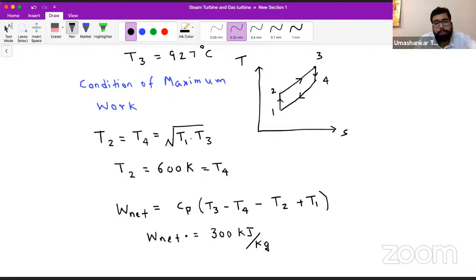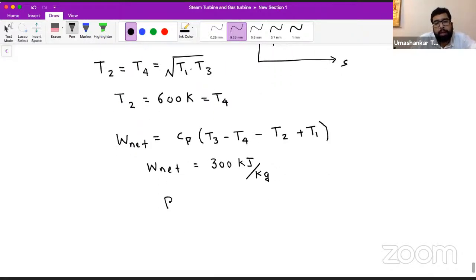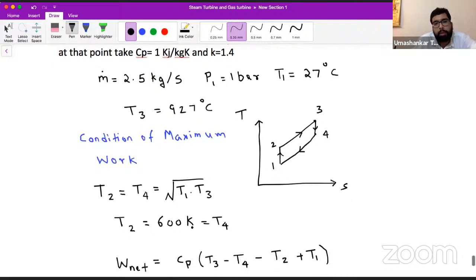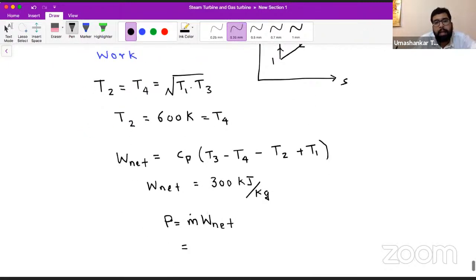300 kilojoule per kg. So the power you are going to get is m dot into network. Your m dot is 2.5 kg per second, and if you multiply it with the network done in kilojoule per kg, you will be getting 750 kilowatts. So this is the power you have obtained.